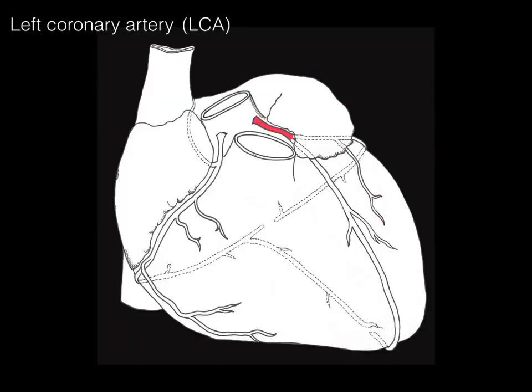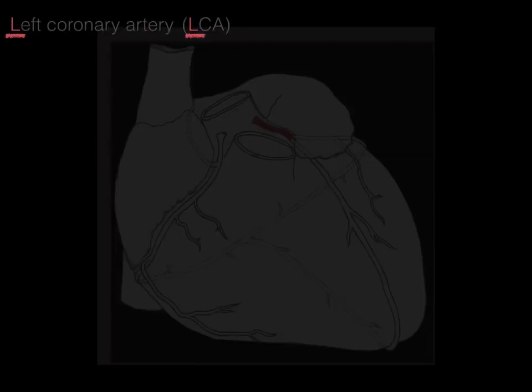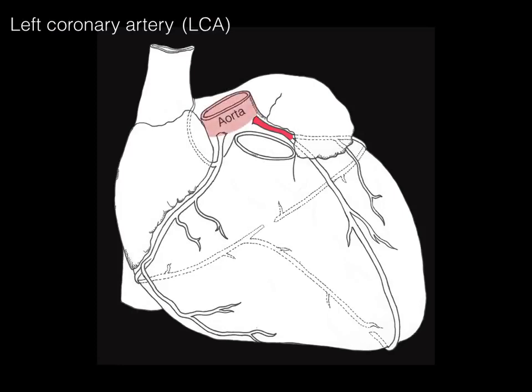So the left coronary artery is known as LCA, L for left, C for coronary, A for artery, and it arises from the aorta, and there it is, and it's a very short artery. It courses along the coronary sulcus. It's maybe 2 centimeters to 3 centimeters long.